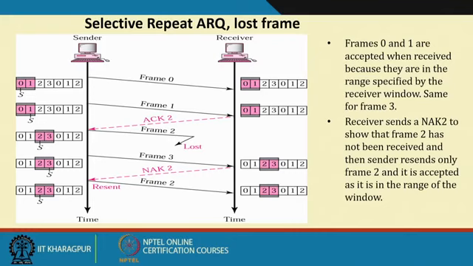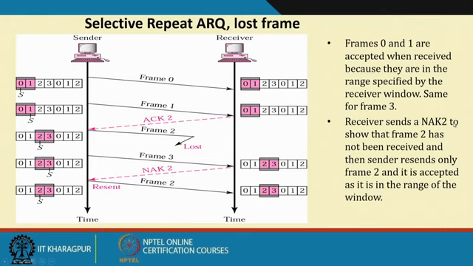So, in selective repeat ARQ, lost frames 0 and 1 are accepted when received because they are in the range specified by the receiver window of the frame 3. So, it is within the receiver window size. So, 0 and 1 are accepted when received because they are in the range, right.